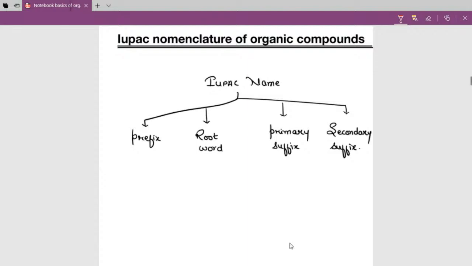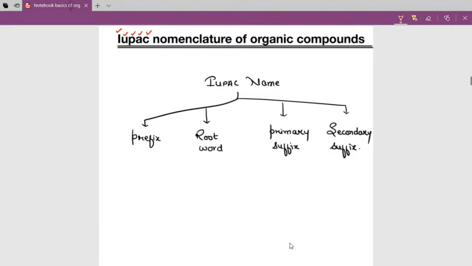Okay, so now coming to IUPAC nomenclature of organic compounds. I know all of you know the full name of IUPAC. I didn't say I believe, I know. It is the International Union of Pure and Applied Chemistry. It is a group of scientists who are given the authority to make judgments and rules regarding organic chemistry, which will be followed throughout the world by different organic chemists.